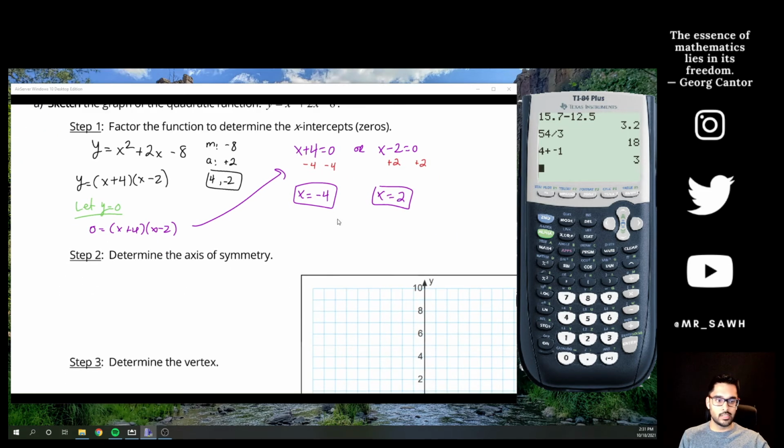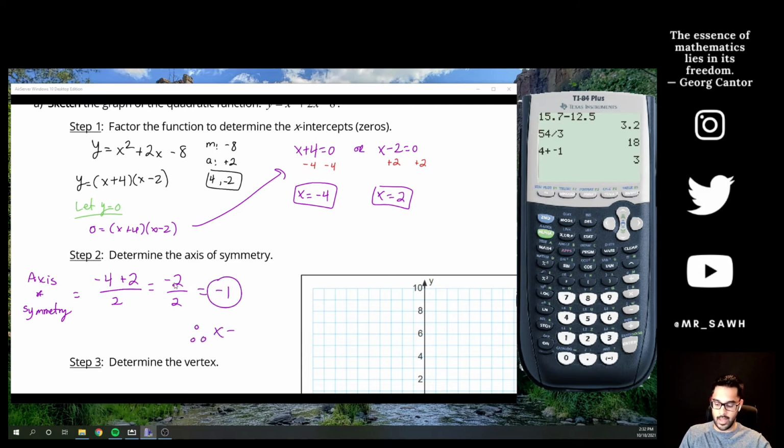Now if I know my intercepts, I can also determine my axis of symmetry. It's the line that's halfway in between those points, so here's our axis of symmetry. What we said we could do before is take those x-intercepts, add them together, and divide it by 2. So negative 4 plus 2 is negative 2. Divide that by 2 for negative 1. So therefore I know that x equals negative 1 is the axis of symmetry.